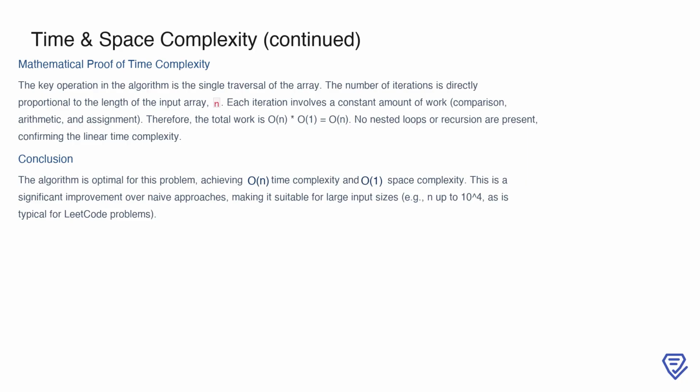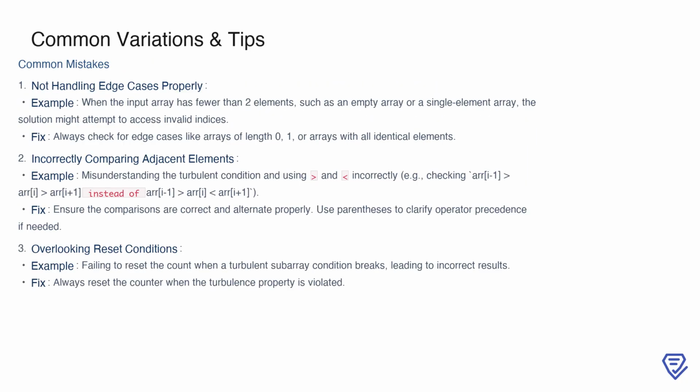In conclusion, this algorithm is optimal for the problem, achieving a linear time complexity of O(n) and a constant space complexity of O(1). This efficiency makes it highly effective for large inputs, meeting the constraints typically seen in competitive programming platforms like LeetCode. When solving the longest turbulent subarray problem, there are a few common mistakes to watch out for.